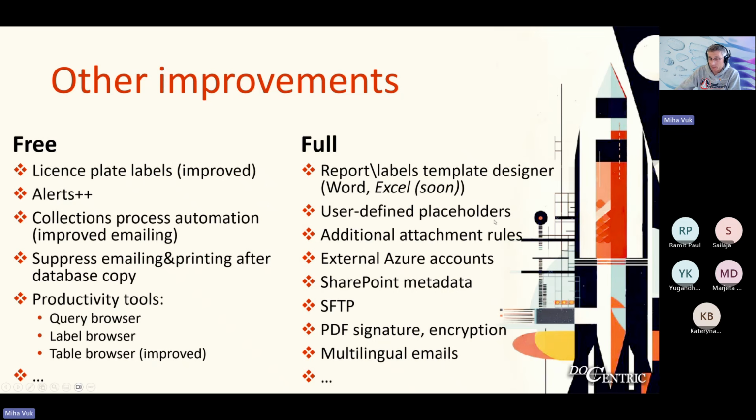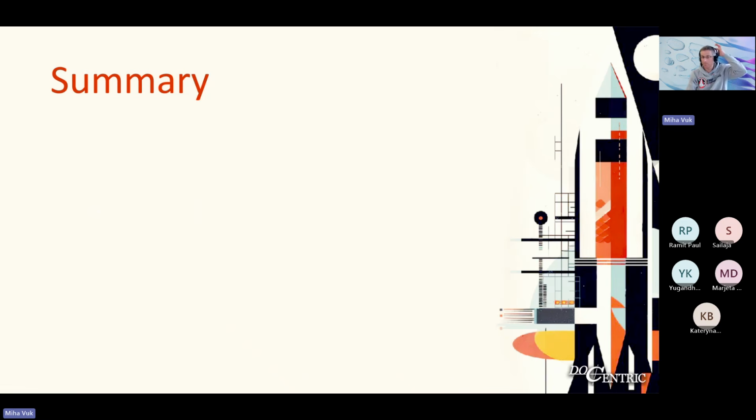Then user-defined placeholders that can be implemented without any coding. Additional attachment rules, again, also for the business users. Then some infrastructure features like external Azure storage account, SharePoint metadata, SFTP. These are all meant for the integrations. Then we also support PDF signature, encryptions, multilingual emails, and so on.